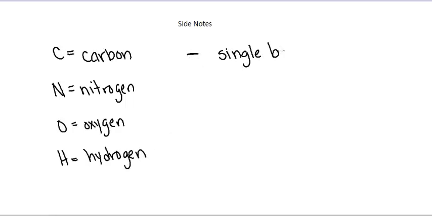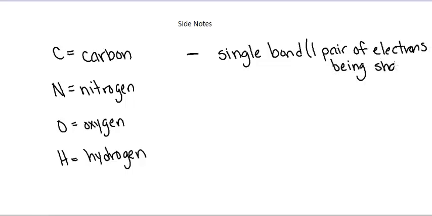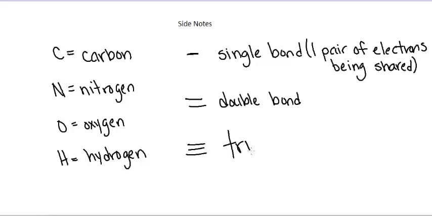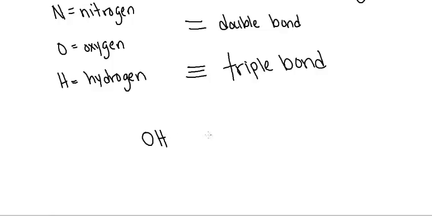When you see a single line, this refers to a single bond. When you have a single bond, one pair of electrons is being shared. When you see two lines, two pairs of electrons are being shared. This is a double bond. And in a triple bond, there are three pairs of electrons being shared.